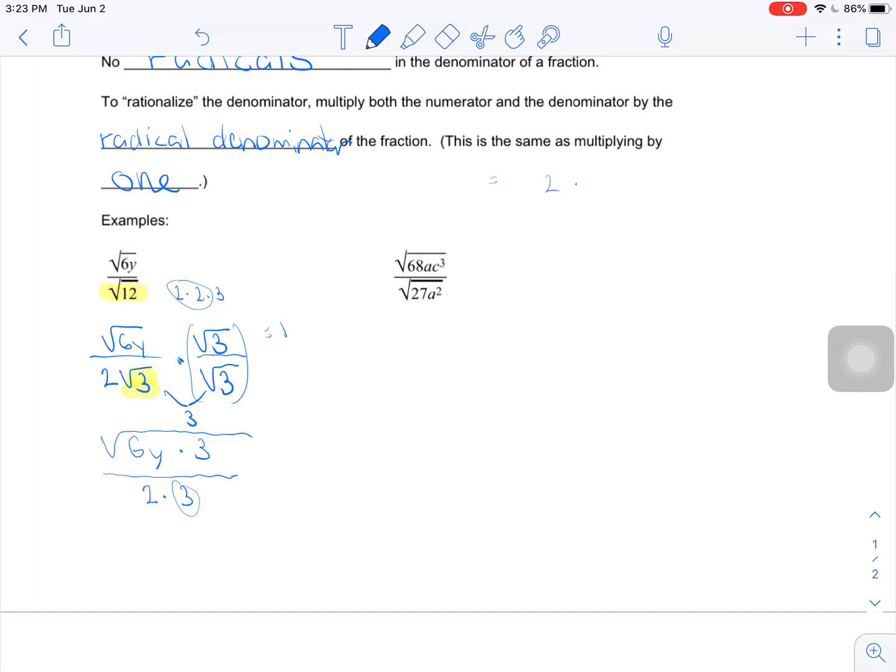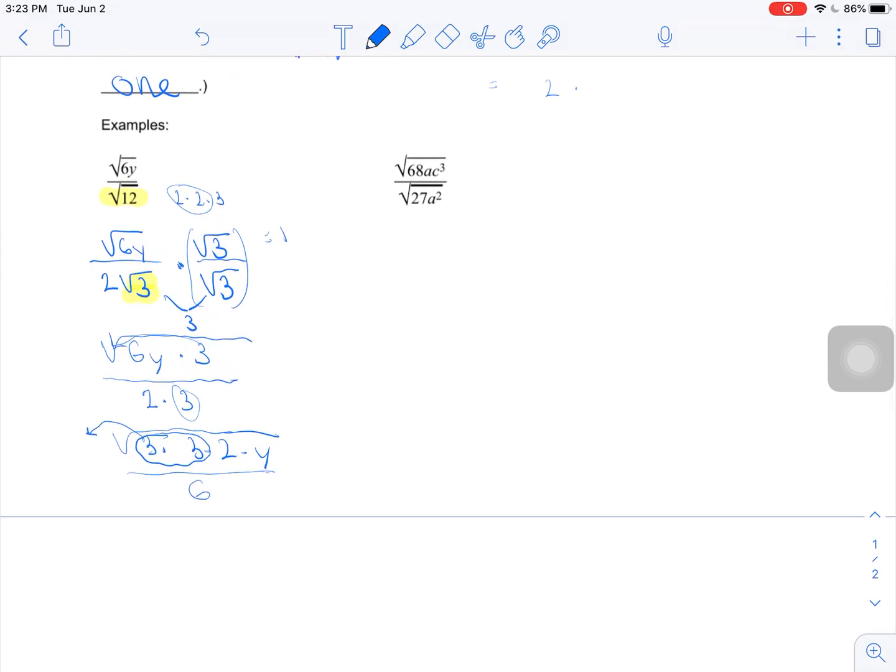So if I break this top part down a little bit more, 6 I can break down into 2 times 3. So I'm going to flip this to the front here. So 3 times 6y breaks down to 3 times 2 times 3 times y. So you can see there's actually a perfect square hiding there that I can pull out. And then 2 times 3 I can clean up and make that 6. So that means that I end up with 3 times the square root of 2y over 6.